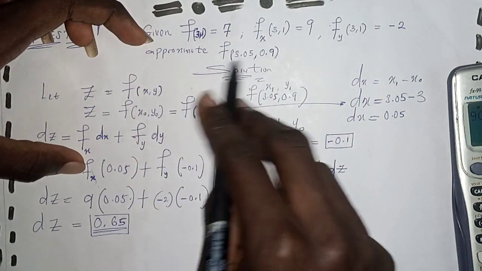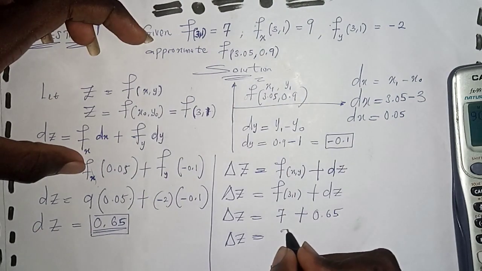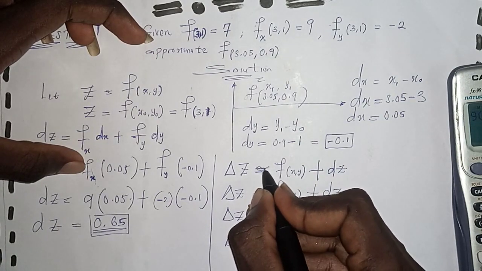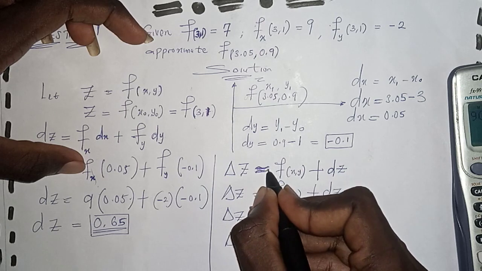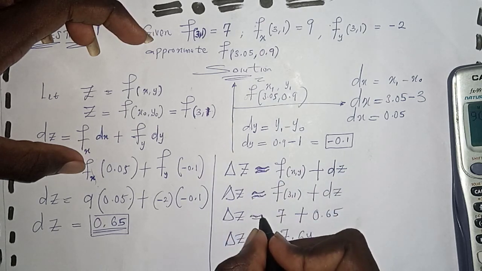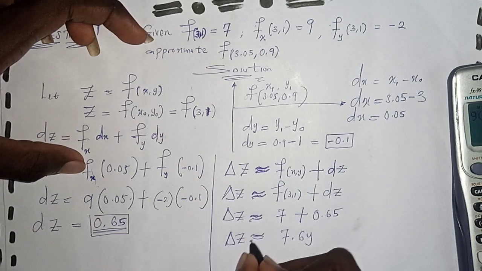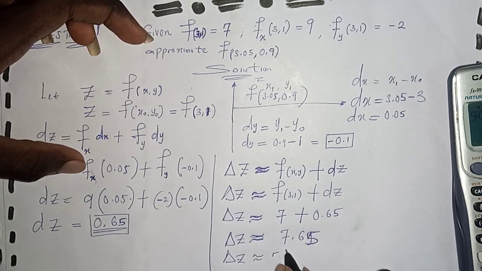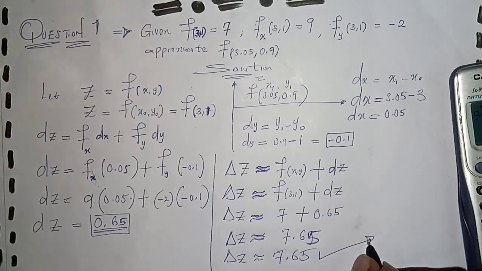So on adding this, an approximate for this function here is 7.65. Sorry, this is an approximated value, an approximate. So you are not making use of the equal to sign, just an approximate. It's not always equal to. So take note, change in z is an approximate value for 7.65. So this gives the final answer to this question.